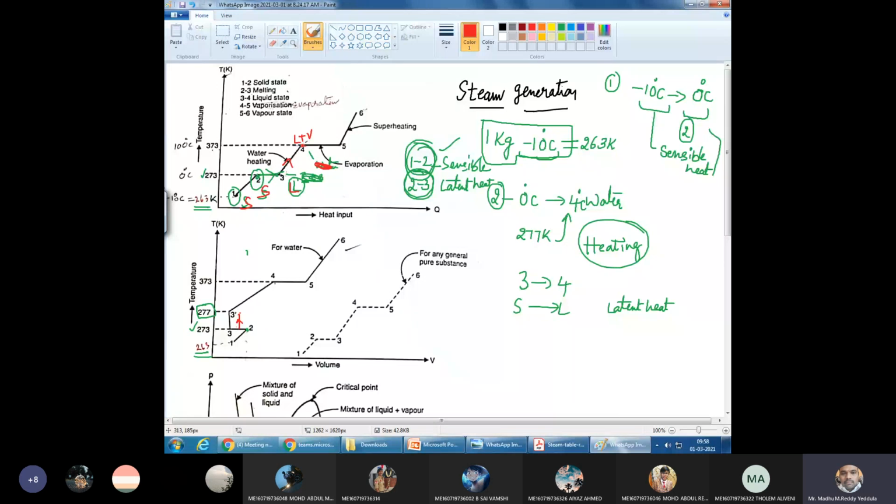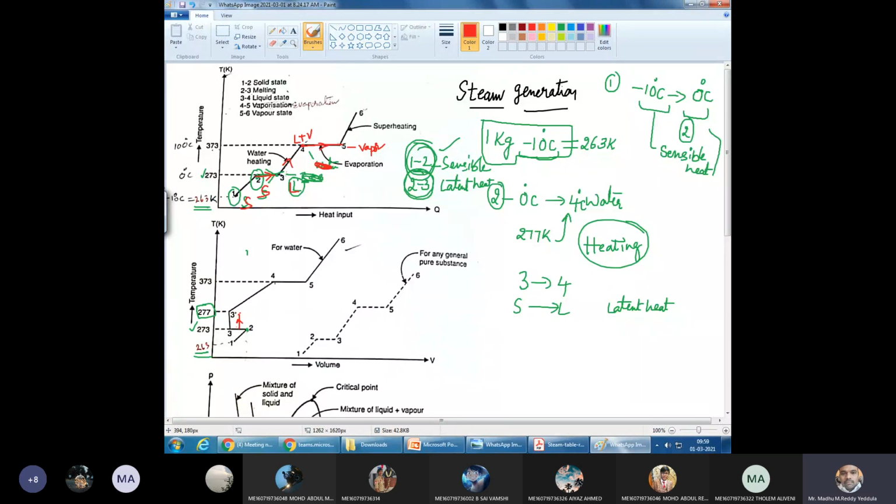Now 4 to 5, if you see, the temperature is constant but the phase is changing. This is liquid plus vapor and this is vapor, pure vapor, and this is called latent heat of vaporization. This 2 to 3 is called latent heat of fusion. This is called latent heat of vaporization, the 4 to 5. So the temperature remains the same but the phase is changing.